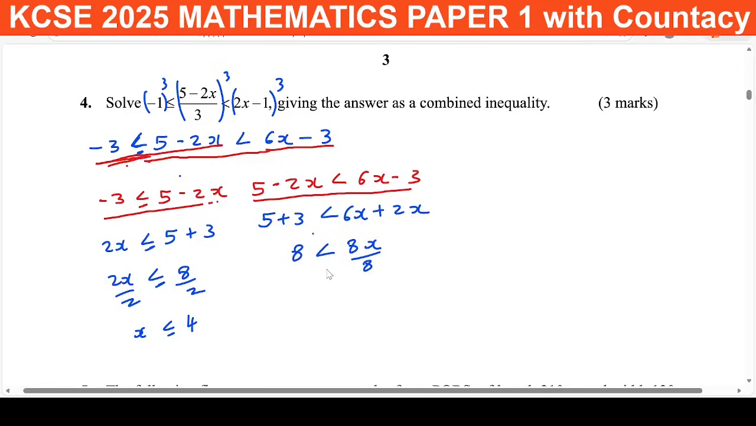We simply divide by 8 to get 1 is less than x. So finally, which inequalities do we get? We have this inequality over here, and that is 1 is less than x. So we have 1 is less than x, and this other one we have x is less or equal to 4. So these are the two inequalities.